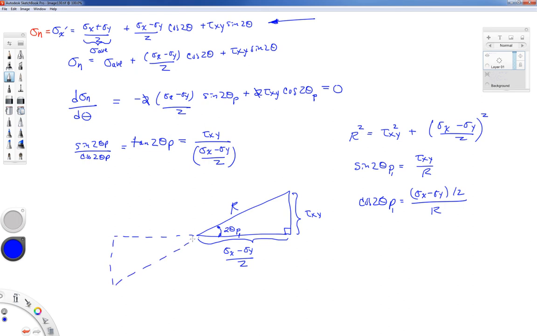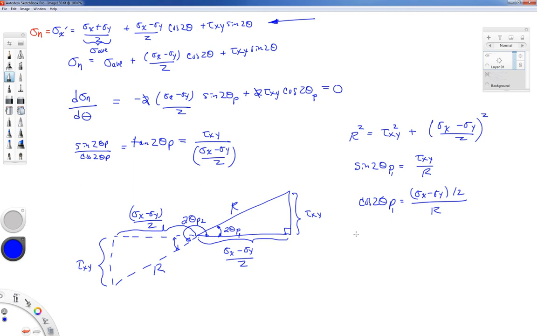It's going to be like a reversed and mirrored image, so it's flipped over. So the angle 2 theta p2 will be this large angle, but it's kind of like this angle is the same, except it's in this quadrant over here. And in this quadrant, we have a downward magnitude of tau xy, and we also have a magnitude this way, which is the same, sigma x minus sigma y over 2. And we have the same hypotenuse, r.